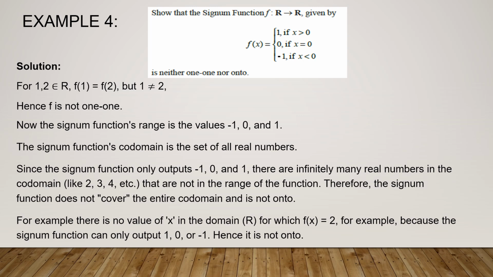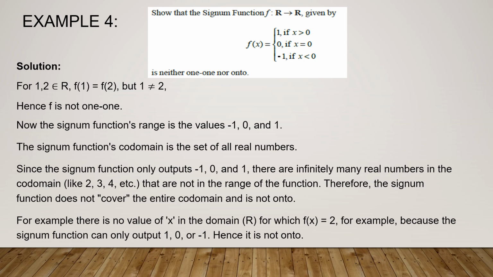Now regarding onto. You can see that the range over here is minus 1, 0, 1. Only three values f(x) can take, which are minus 1, 0 and 1. Correct? The signum function's codomain is the set of all real numbers. Now remember, range will be a subset of codomain. Codomain means f is a function from R to R, so the first R is called domain, the second R is called codomain. Range means the values which f(x) can take. So in this case, f(x) can take only the values minus 1, 0 and 1.